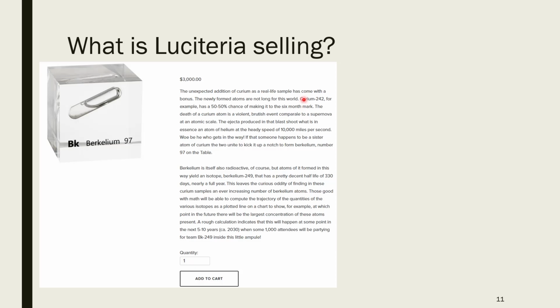So, if you look at the text, there are some very true statements in there, but they do not match the hinted nuclear reaction that might produce your interesting radionuclide. First of all, if you look at the text, they are talking about curium-242, which is really interesting. And then they go on to talk about the death of curium being a violent event, supernova, and the ejecta produced, in our case the alpha particles, atoms of helium, might encounter another curium atom.